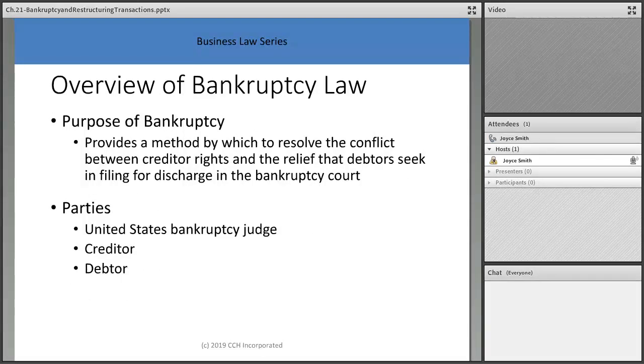Purpose of the bankruptcy. It's providing a method by which to resolve the conflict between creditor rights and the relief that debtors seek in filing for discharge in the bankruptcy court. So in America, we have this thing where we can actually file bankruptcy. We can be relieved of our debts. It impacts our credit score for 5 to 7 years, and then we can go on with life and start over again. We take that very much for granted in America.